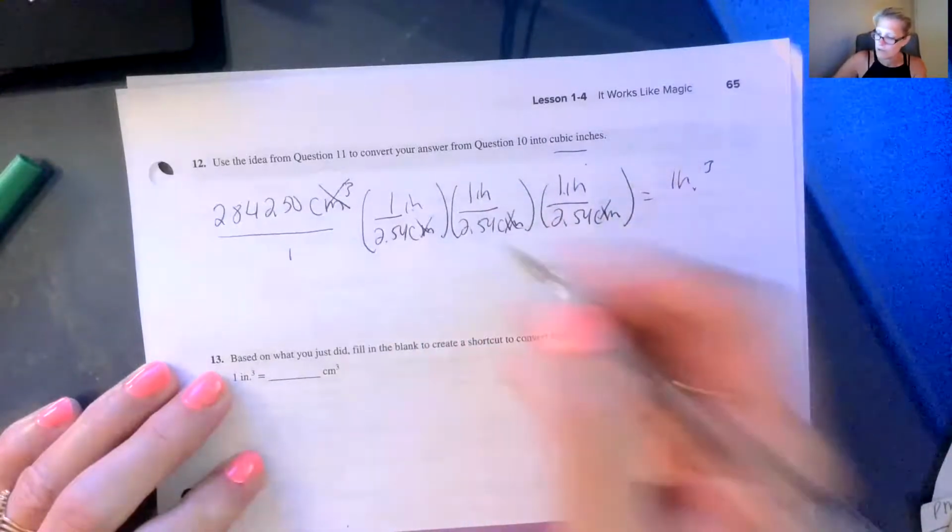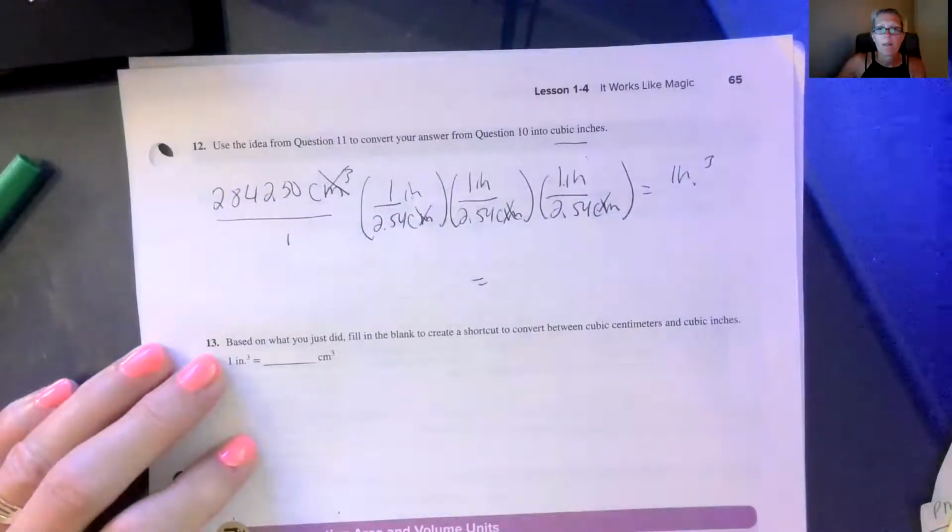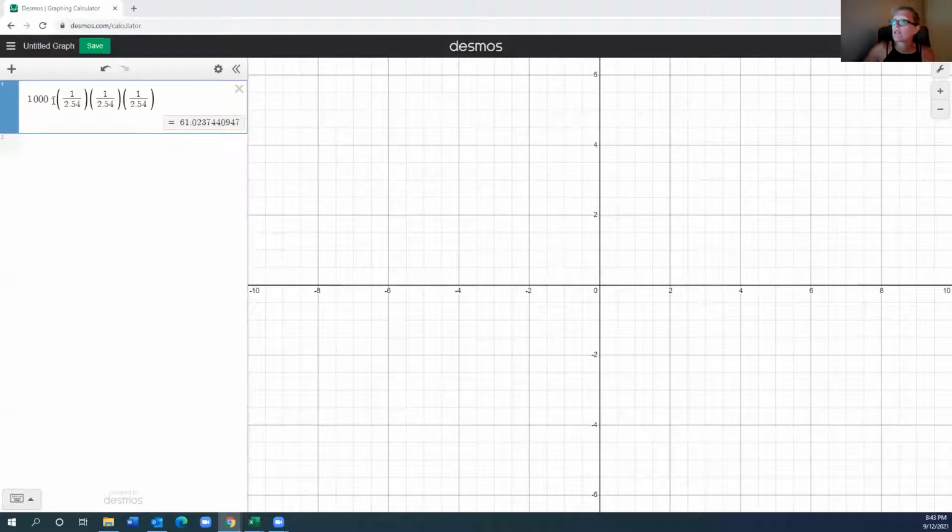And I have inches, inches, inches, which is inches cubed. So the cool thing is we can go to Desmos, and instead of 1,000 here, we could just start off with our 2,842.5, because we already have the 1 over 2.54 3 times, and that gives us 173.46 inches cubed when you round appropriately.